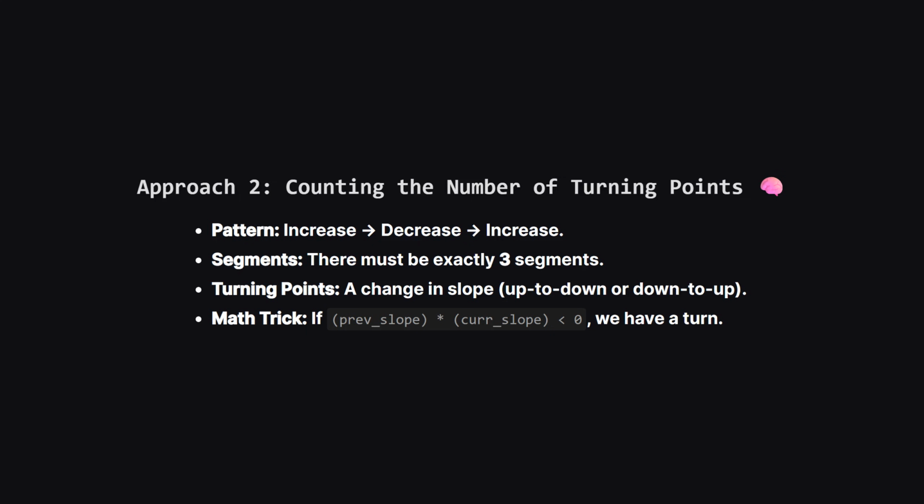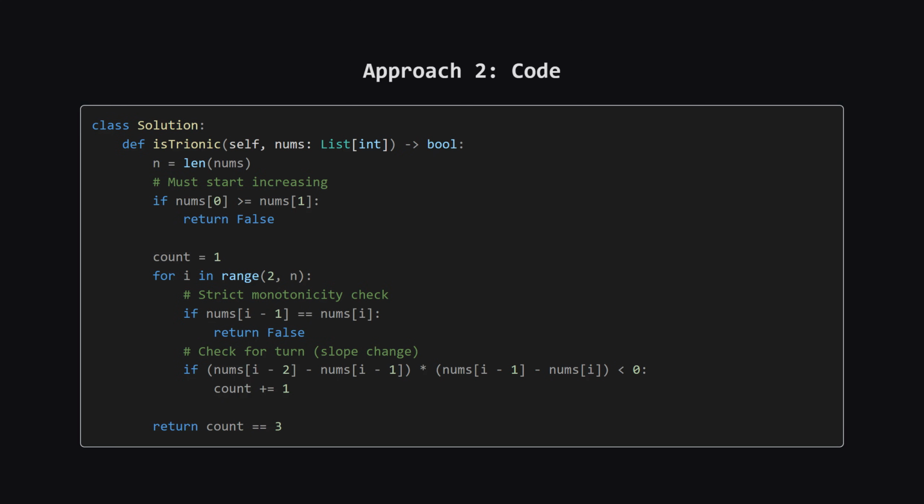Okay, now for the second method, which the editorial calls counting the number of turning points. This one is a bit more clever. Instead of simulating the movement, we just count how many times the mountain turns. For a trionic array, we must start by going up, then turn to go down, and then turn to go up again. That's exactly 2 turns, resulting in 3 segments. We can use a neat mathematical trick to detect these turns by checking the product of the differences between adjacent numbers. And here's the code for that mathematical approach.